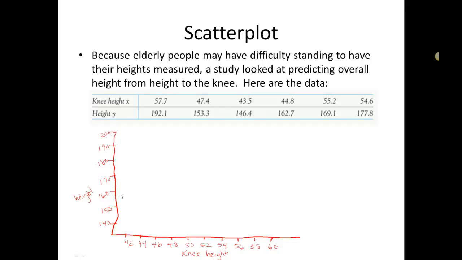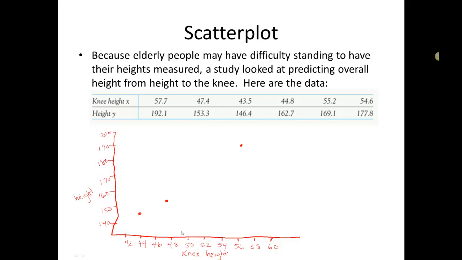So it's just basically an XY coordinate system here. So my first observation, the knee height was 57.7. So I'm going to come over here right to where I think 57.7 is. And the height was 192. So I'm going to come up here. 192 is probably in this region, and I'm going to draw a dot. The next one, 47.4 and 153.3. So that looks like it's right about there. So I put another dot. The next one, 43.5 and 146.4, kind of down here closer to the bottom.